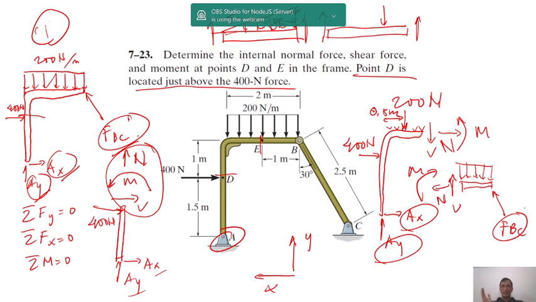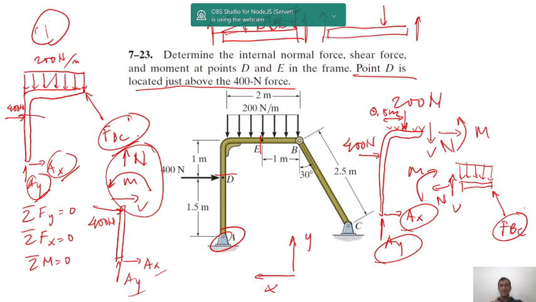One of the ways is you can make a cut here, continue with another cut here, another cut here, another cut here, here. You can continue to all parts of the member, but it will not be effective because there will be a lot of cuts that you have to do, and you have to solve a lot of equations as well in order to solve that.